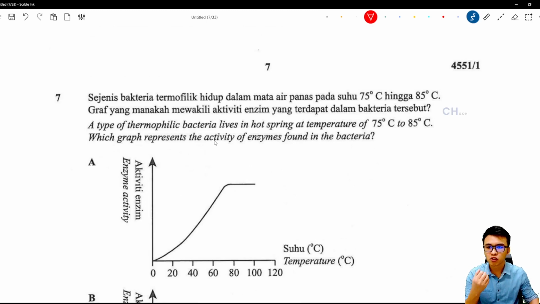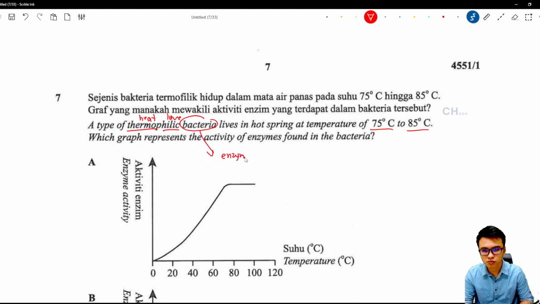Question 7. A type of thermophilic bacteria. Thermo means heat. Philic means love. A heat-loving bacteria live in a hot spring at a temperature 75 degrees Celsius and 85 degrees Celsius. Why they love the heat? Why they are able to survive at a temperature which is around 75 degrees Celsius to 85 degrees Celsius? Because the bacteria, their enzyme is able to hold together to maintain the shape at this temperature. So it means that they work well or work the best at this temperature. This is their optimum temperature.